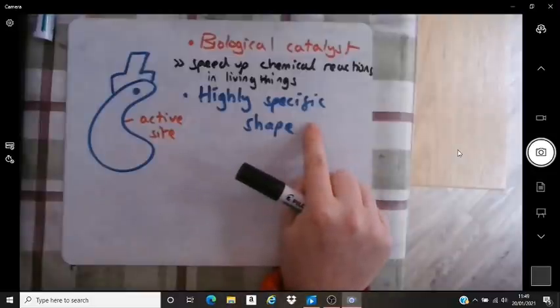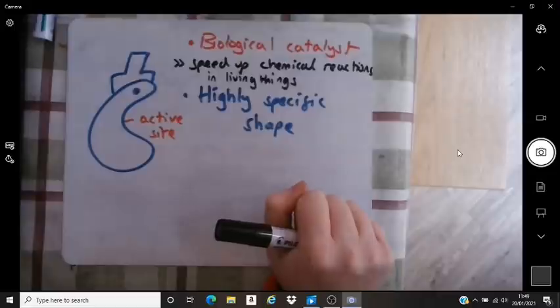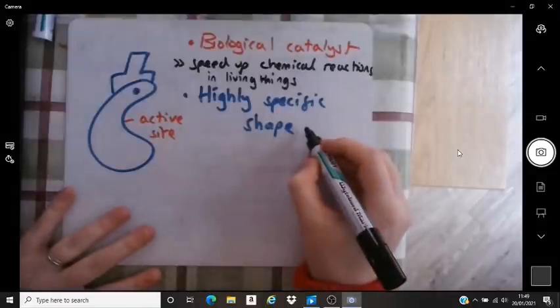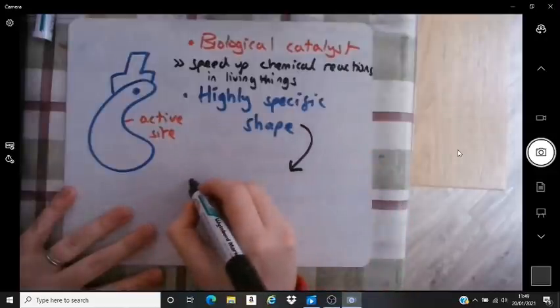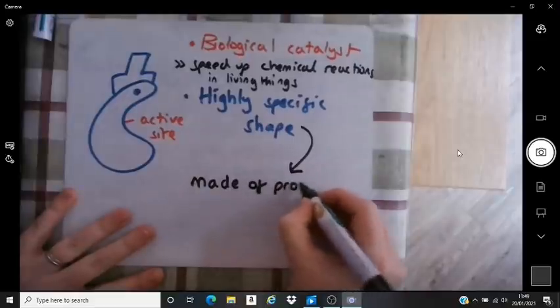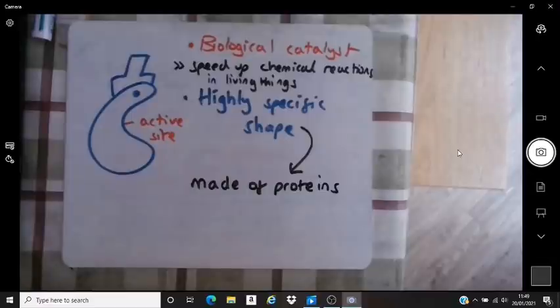And it does so in a very, very specific manner. Now, I could link this really nicely to an inheritance topic and the idea of protein building, but I'm going to save that. But I'm just going to remind you that enzymes are made of proteins. And the fact they're made of proteins is what gives them such a specific, unique 3D shape.